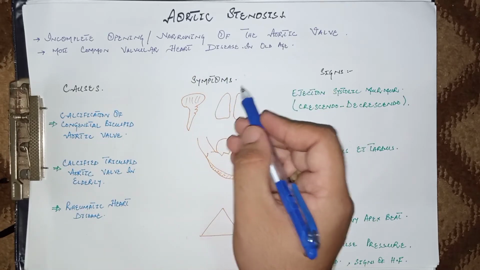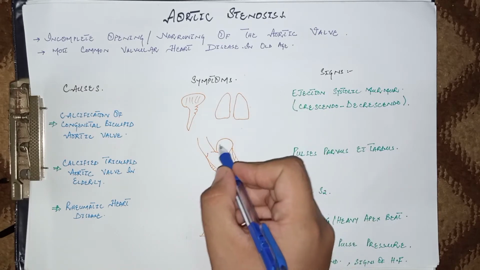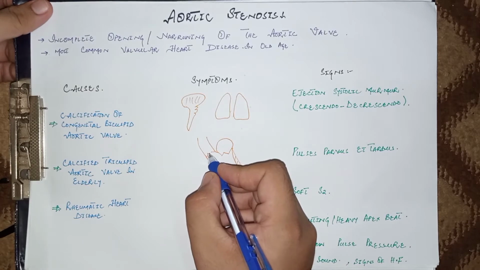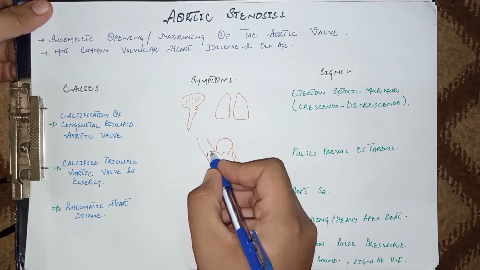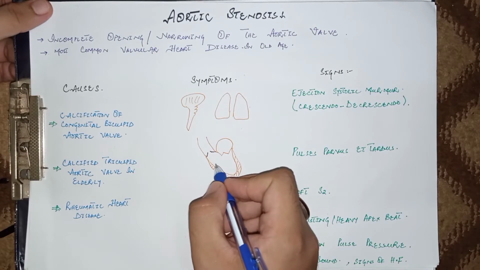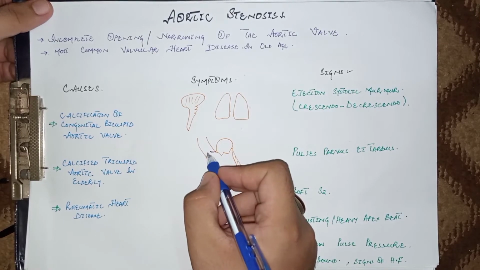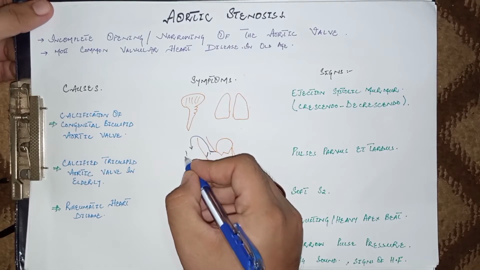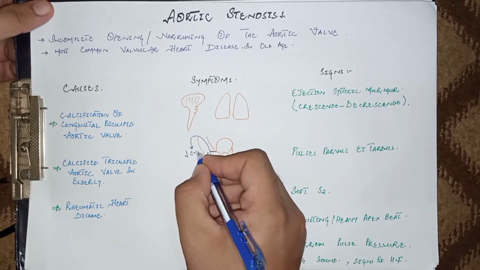Now come to the symptoms of aortic stenosis. Let's talk a little bit about its pathophysiology first. Due to the stenosis or narrowing of the aortic valve, there is an outflow obstruction, so blood will not eject into the aorta properly due to the obstruction in the pathway. So the stroke volume is reduced. Ultimately, there is reduced cardiac output because of the obstruction.